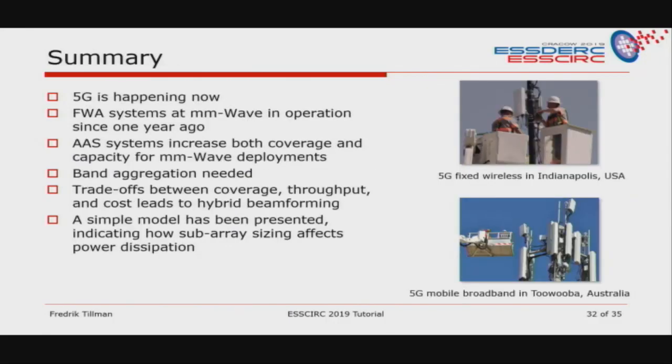So in summary then, 5G is happening now. I think that's obvious to everyone in the room. We have the fixed wireless access systems, which rely on phase steering. They're already out today. They're shipping. The AAS systems are needed for coverage and capacity, especially for millimeter wave deployments. We will need band aggregation, as we saw in one slide. Coverage will be a big limiting factor here, so we need to combine multiple bands. That would complicate the picture further when it comes to the realization of these systems.